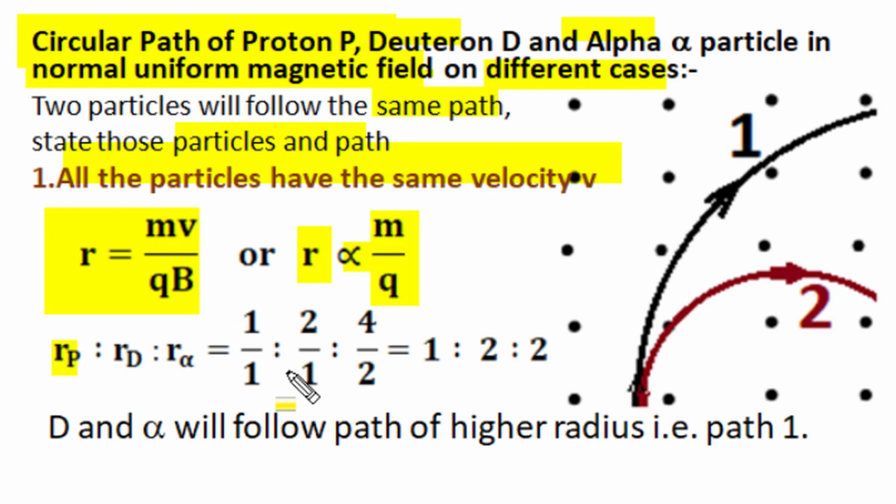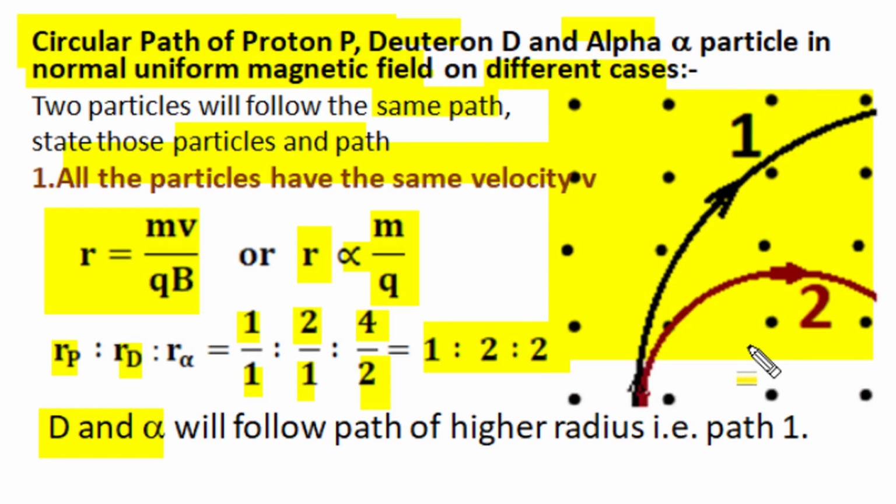In the proton we have 1 protonic mass and 1 unit electronic charge. For the neutron we have 1 proton and 1 neutron, 2 mu mass and 1 proton charge. And in the alpha we have 2 protons and 2 neutrons, total 4 mu mass and 2 protonic charge. So this ratio becomes 1:2:2. That means neutron and alpha would have the same radius, twice that of the proton. So here path 1, of larger radius and smaller curvature, is followed by neutron and alpha. So neutron and alpha will follow the same higher radius path 1 in this uniform normal magnetic field, and the proton will follow path 2 of smaller radius.